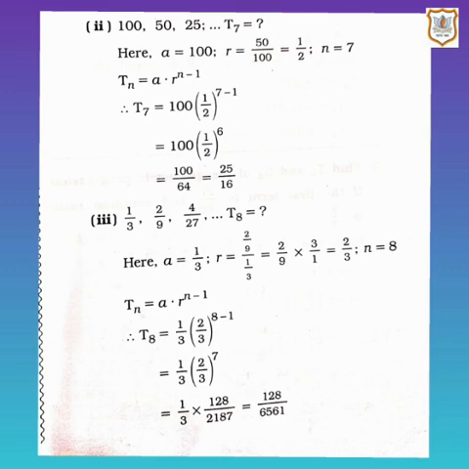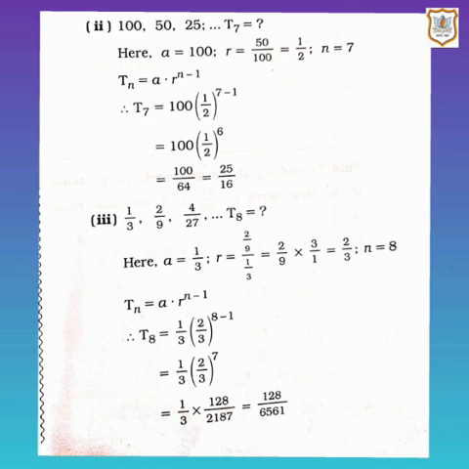That becomes 100 upon 64, because 1 multiplied 6 times will be 1 and 2 multiplied 6 times will give you 64. So 1 by 64. So 100 into 1 upon 64 is 100 upon 64. If you reduce this 100 upon 64, that will give you 25 by 16.